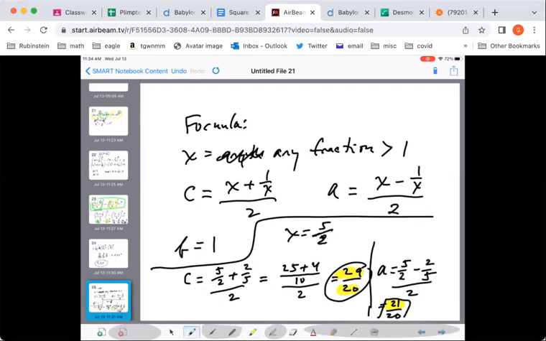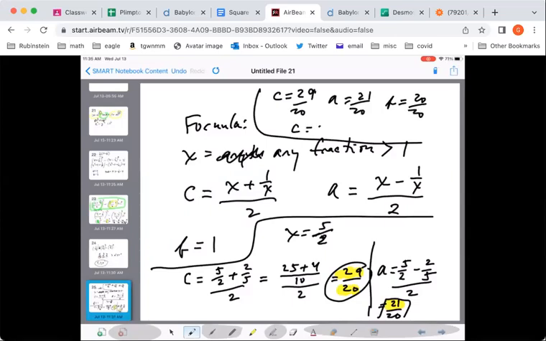But if you want to be more rigorous and you want to say C equals 29 over 20, A is 21 over 20, and B is 20 over 20, and then multiply everything by 20, you can do that.